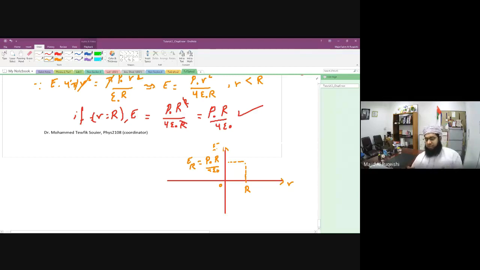But before capital R, when small r is less than r, we know the relation is not linear. It is not going straight. It is like drawing, as I said, y equal to x squared, which acts like this. So we are looking at this part only here. So this is the relation with r squared in this part. It's not a linear relation.